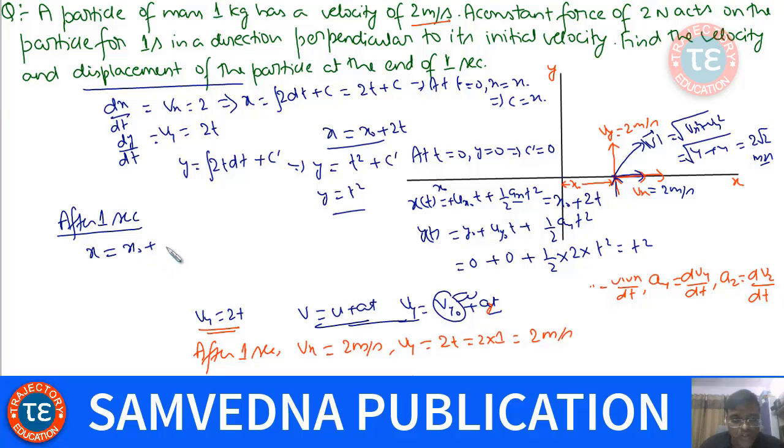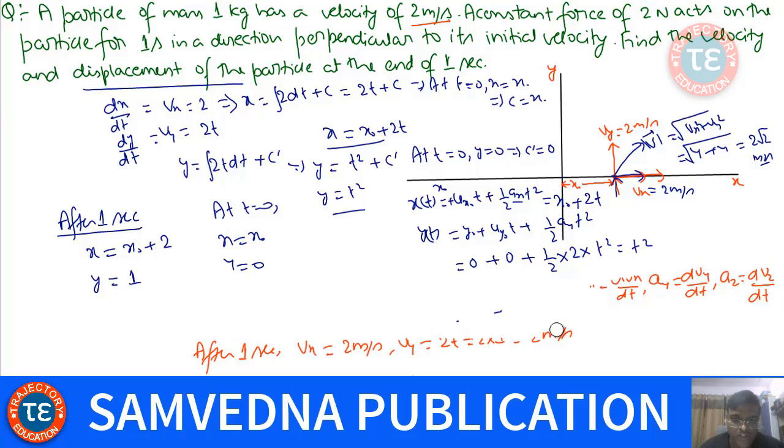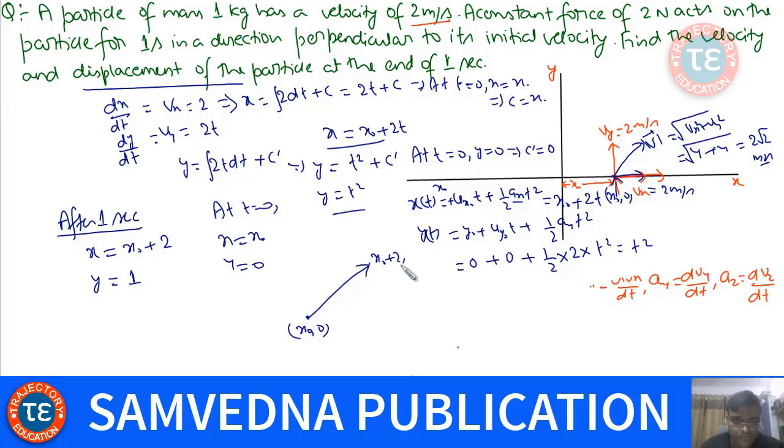So after 1 second, your x position is x0 plus 2 and y position is 1, and at t equal to 0, your x position was x0 and y position was 0. So what is displacement? Your coordinate over here was x0, 0. Body has moved from x0, 0 to this.